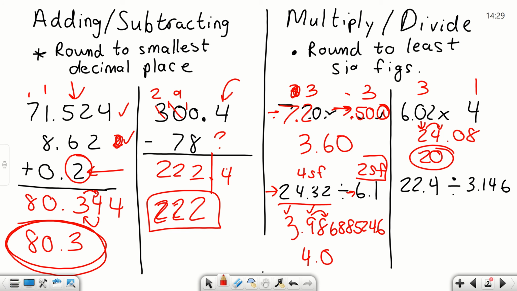22.4 divided by 3.146 comes out to this whole giant mess, 7.120152575. 3 digits, 4 digits. I'm going to keep 1, 2, 3, but I need to see if I need to round this last one. It's a 0, so no, 7.12. Okay? So again, it might be something you have to go back and watch me go through some of those a little bit more. Okay?